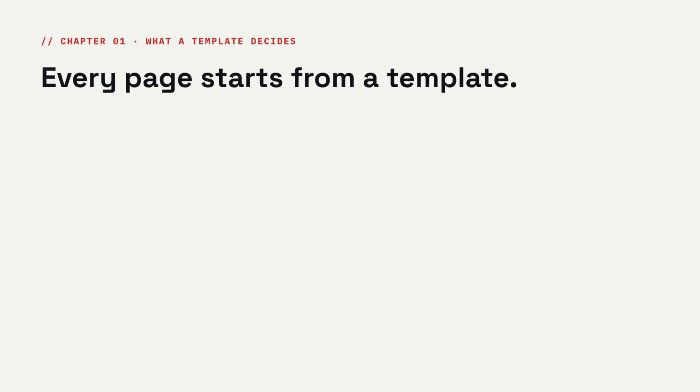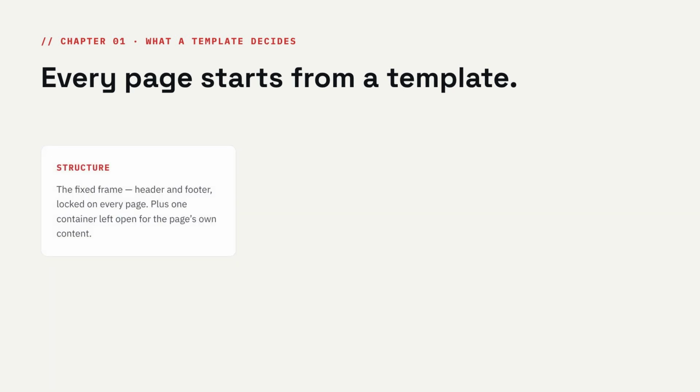Start with a fact you've already lived through. Every time we created a page in the series, AEM made us pick a template first. That step is not optional. No template, no page. Every page in AEM is created from a template and the page remembers which one forever. So what does a template actually decide?